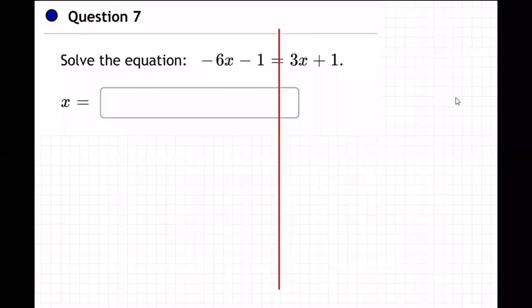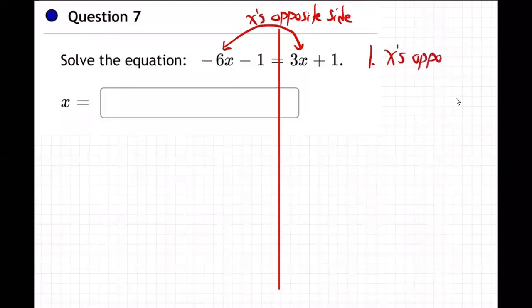Okay, so question number 7 here. So we're trying to solve for x, and they've put in the wall of separation right here, and we got x on this side, x on that side. So what do we do when we have x's on opposite sides? What do we do? So step number 1 is all about that.